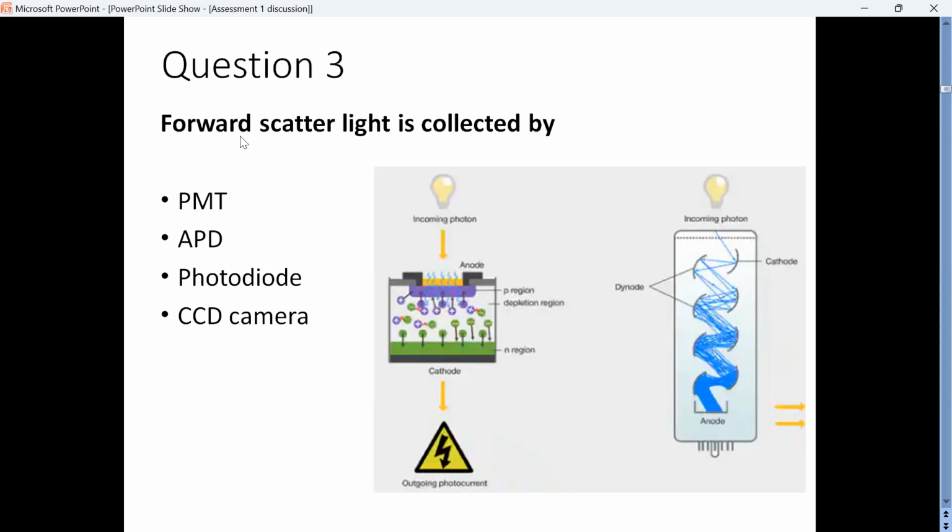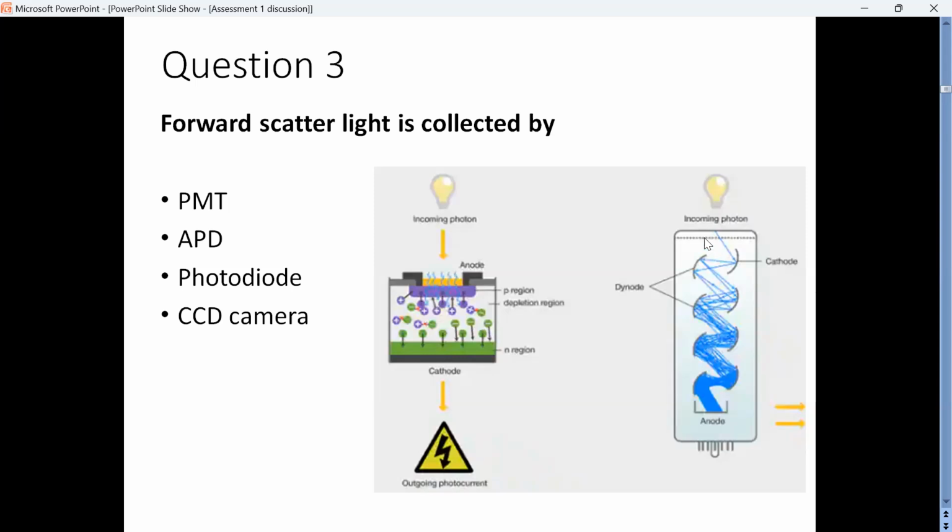Now if you see forward scatter light, the way it is different from the side scatter light and fluorescence is that this light is very strong because it is in the same axis as the laser light, correct? Because forward scatter is the light which is collected in the same axis as the laser light. So the intensity is very strong. So when you use a very sensitive detector like a photomultiplier tube, what happens? The photomultiplier tube will get destroyed because the light is already very intense and strong.